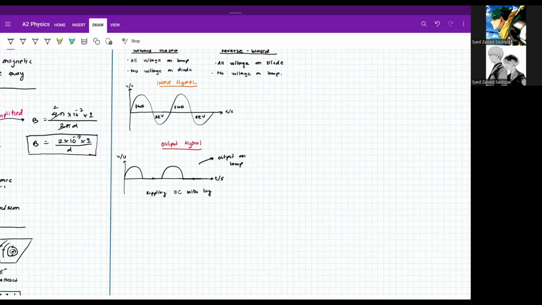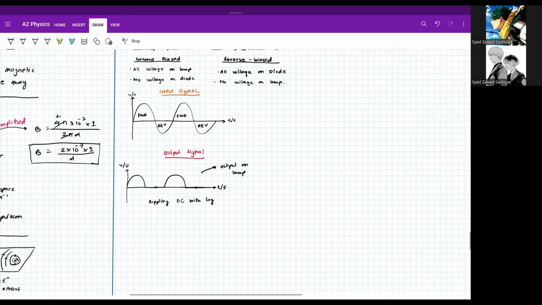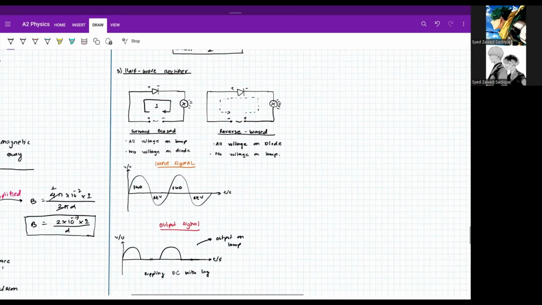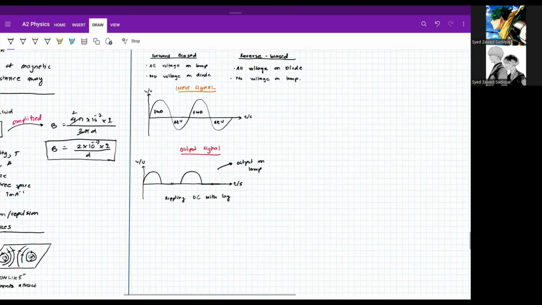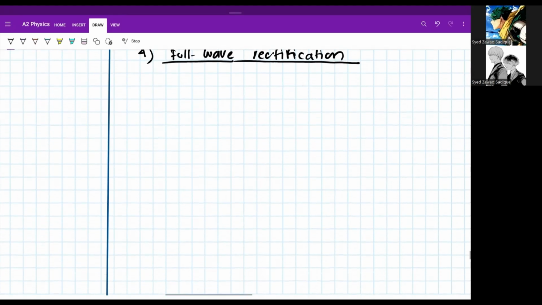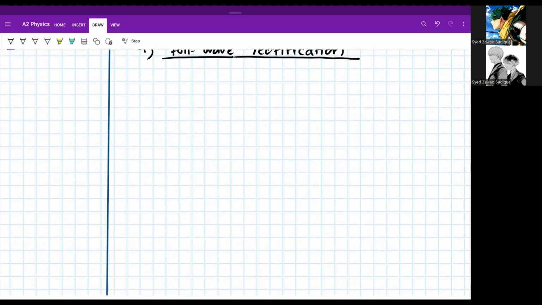So how did we fix this? How did people from the ancient ages figure out a way to solve this problem? Which leads to our fourth concept, full wave rectification. In full wave rectification, voltage in one direction is reversed. So the main thing that they used in full wave rectification is a bridge rectifier.